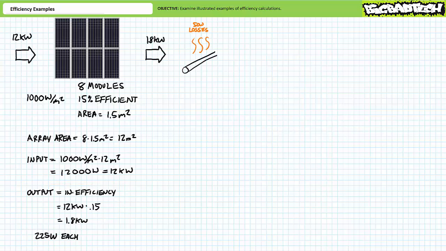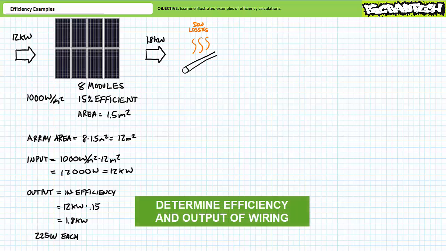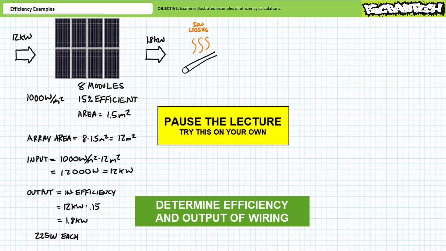Let's move on to the second stage of the system. Let's say the wires leading from the array to the inverter dissipate 50 watts of heat losses into the atmosphere. See if you can determine the efficiency and the output of the wiring. By all means, pause the lecture and try this on your own. If you're tracking, you should have obtained the following results.